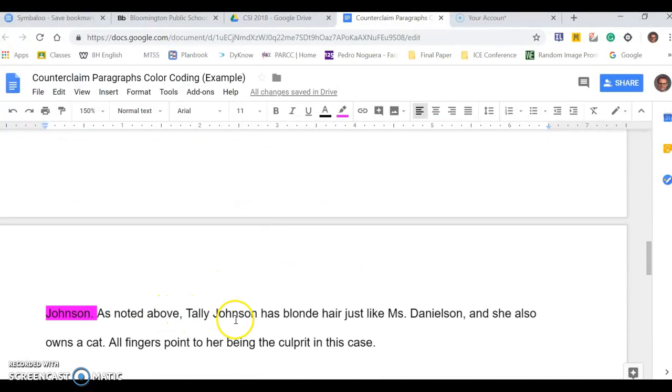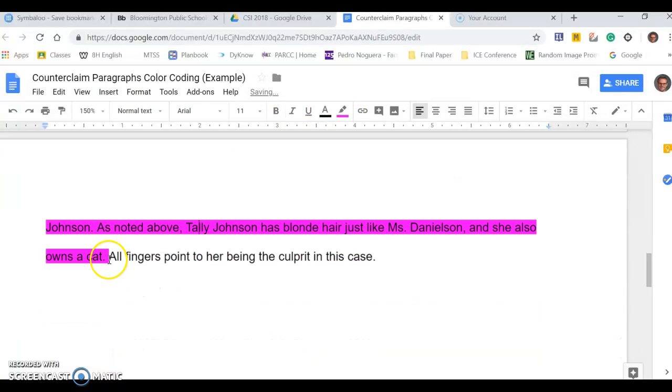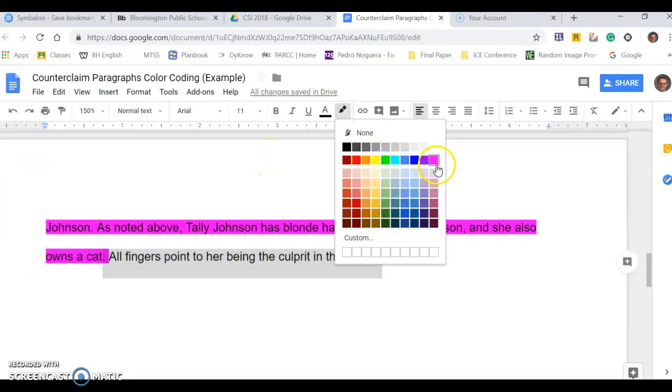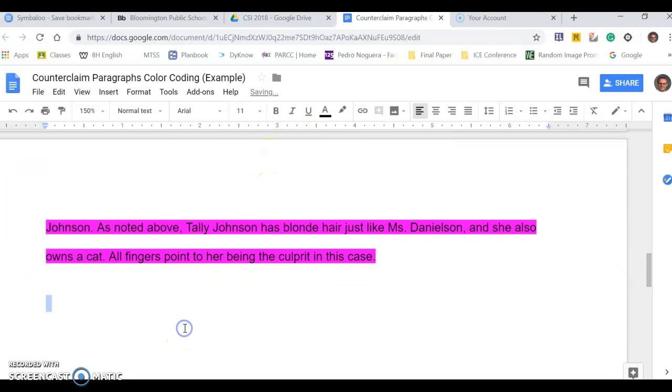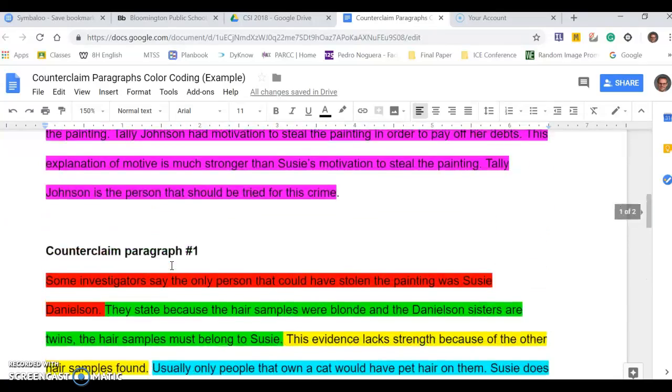Here it says, as noted above, Tally Johnson has blonde hair just like Miss Danielson, and she is also a cat owner. Again, it sounds like it's more of the better way of thinking. Purple, and then kind of the last sentence, all fingers point to her being the culprit in this case. Okay, and I'm going to go ahead and highlight that purple because that sounds like it's still accusing Tally Johnson of the crime, of the stealing of the painting.